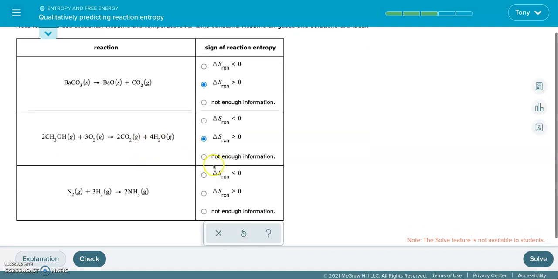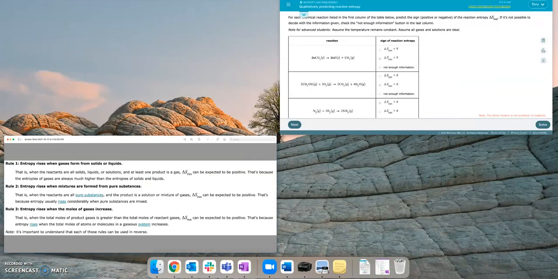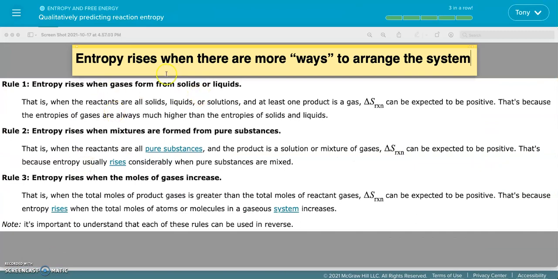So pretty straightforward there. And then our last one here, we're going from 4 moles of gas. So here, 1 mole of N2, 3 moles of H2, and we're forming only 2 moles of NH3. So entropy is going to be decreasing. We've got fewer ways, fewer moles of gas to be arranging. So we'll go ahead and check that. And that's that.